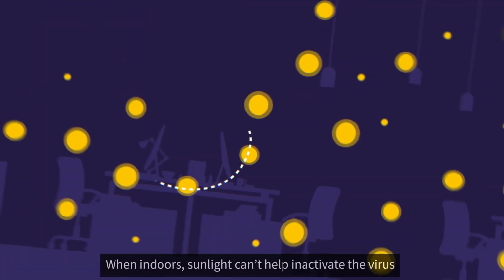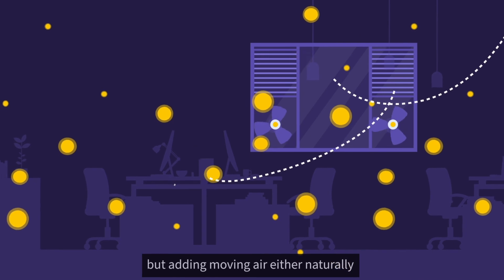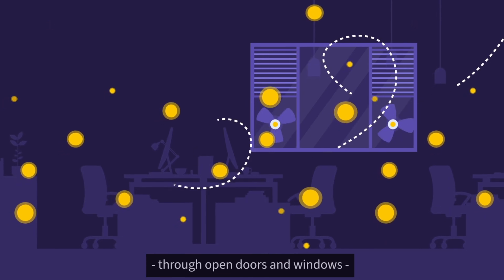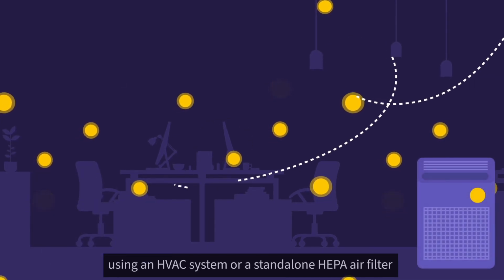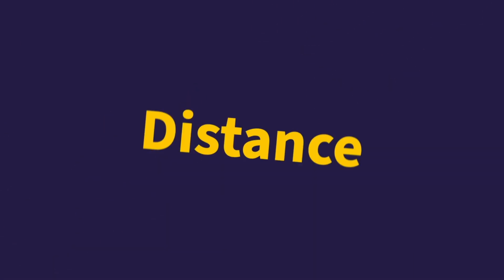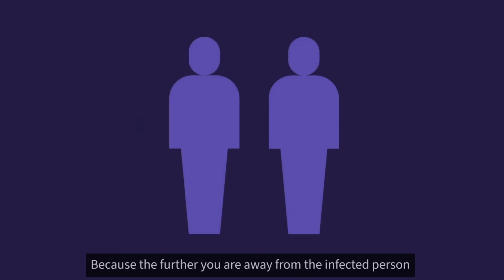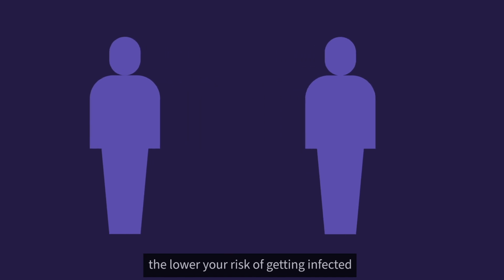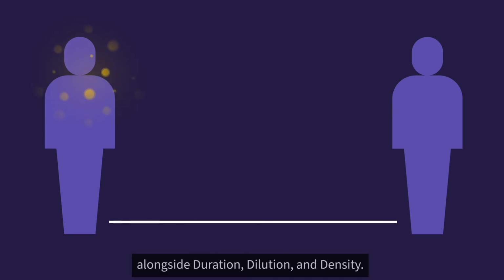When indoors, sunlight can't help inactivate the virus, but adding moving air, either naturally, through open doors and windows, or artificially, using an HVAC system or a standalone HEPA air filter, is still an important way to reduce the risk of transmission. Distance. Because the further you are away from the infected person, the lower your risk of getting infected. The relative distance between one person and another is a risk factor to consider alongside duration, dilution, and density.